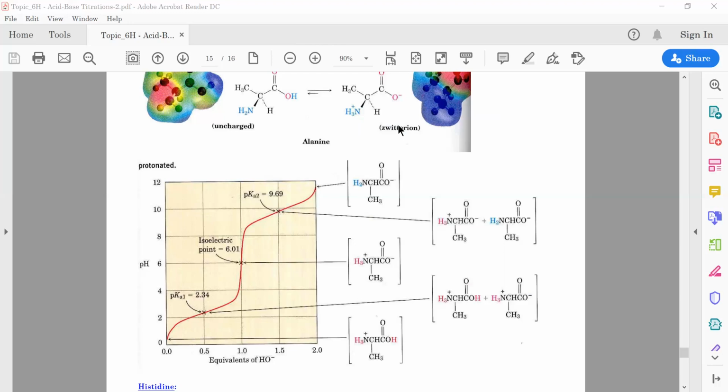So next time we'll talk about something other than weak acids and weak bases. And you'll see how some of the stuff is all related to that as well.